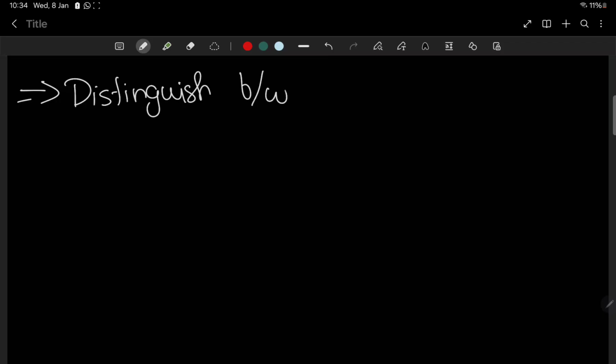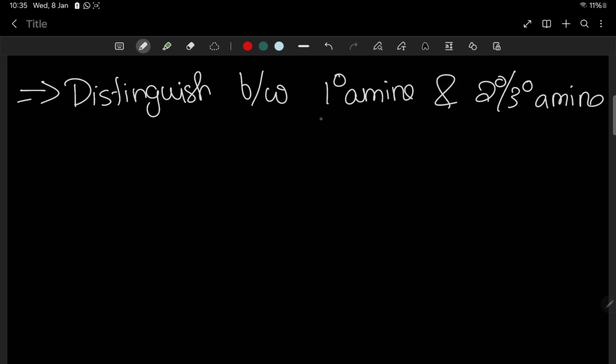This reaction is really used to distinguish between primary amine and secondary or tertiary amine, because secondary and tertiary amines don't give this reaction, only primary amine gives it. So if we need to differentiate between primary amine and secondary or tertiary amine, you can use this carbylamine reaction.